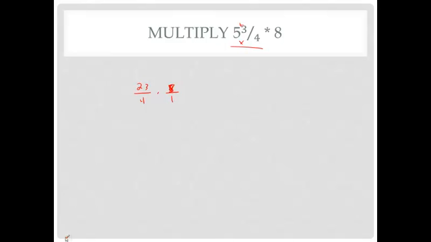Okay. Then we will multiply those. Top times top, 24 times 8 gives us 204. Bottom times bottom, 4 times 1 gives us 4.